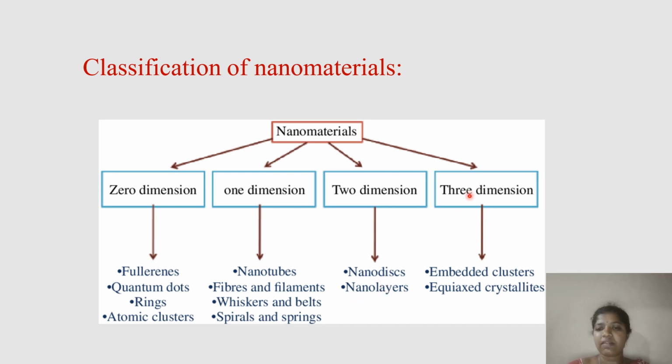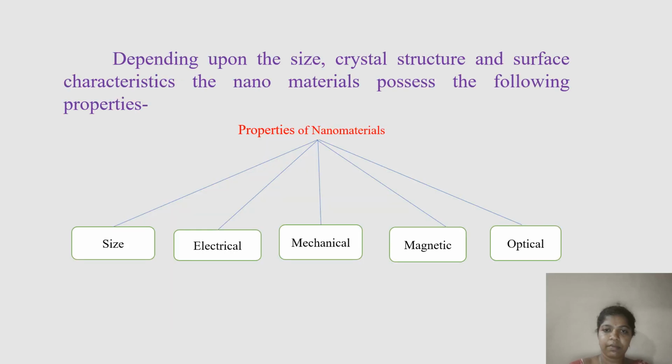And the last one is three dimension nanomaterials. Three dimension nanomaterials means the materials that are not confined at any dimension. The best examples for three dimension nanomaterials are embedded clusters, equiaxed crystallites, etc. And next one is properties of nanomaterials.